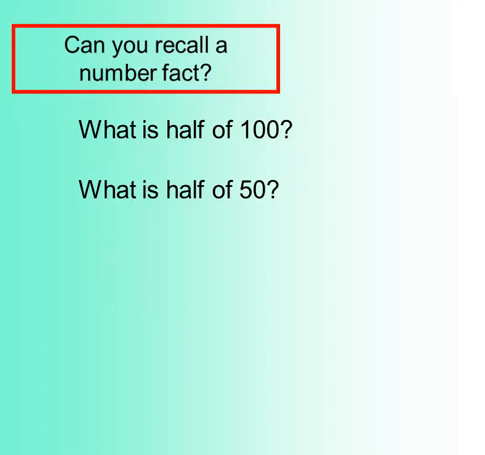So let's check in on our knowledge of how we can recall some facts. So what is half of 100? If we know that half of 10 is 5, we know that half of 100 is 50. And then, what is half of 50? Well, we've just used this knowledge on the last slide when we were counting in a particular number. Half of 50 is 25. So if we count in 25s, we go 0, 25, 50. So half of 50 is 25.